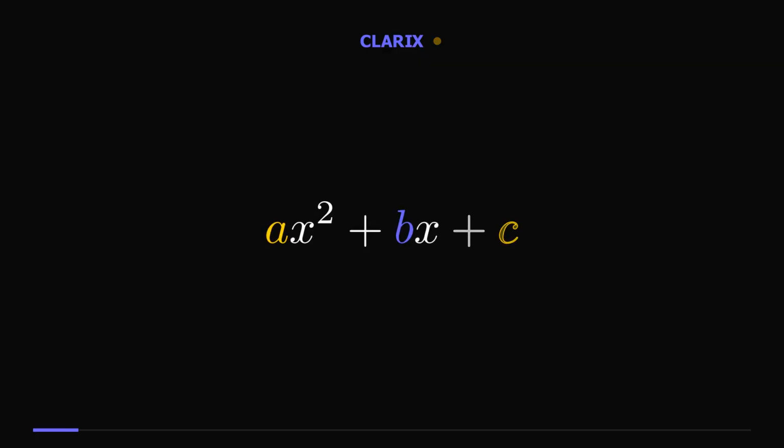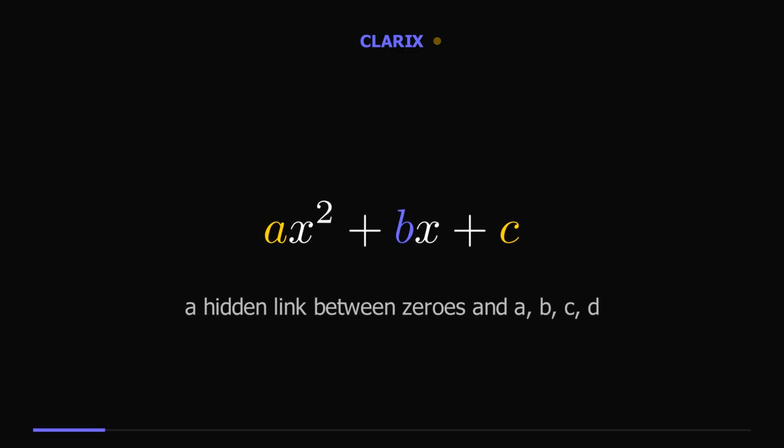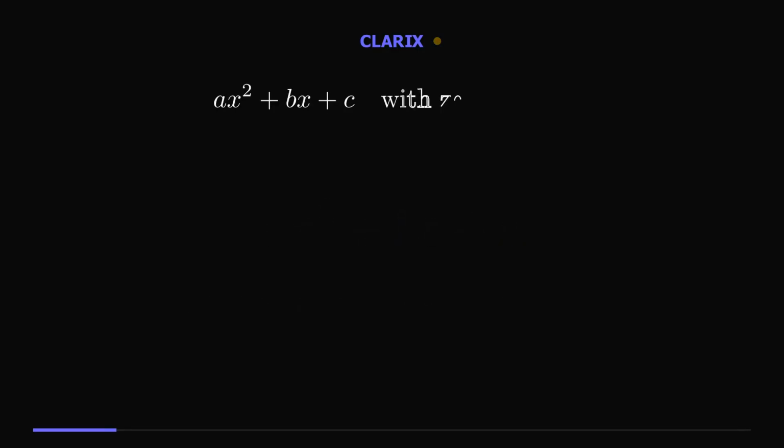Here's the plan. Every quadratic and cubic hides a secret relationship between its zeros and its coefficients, the numbers a, b, c, d. We'll find that relationship for quadratics, prove why it's true, use it on real examples, learn to build a polynomial from its zeros, and then do the same for cubics. Step by step, nothing skipped. Let's meet the star rule.